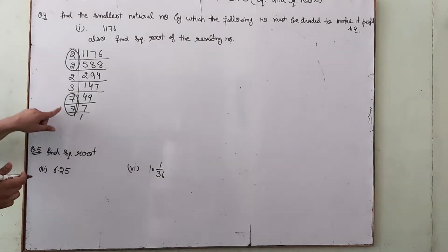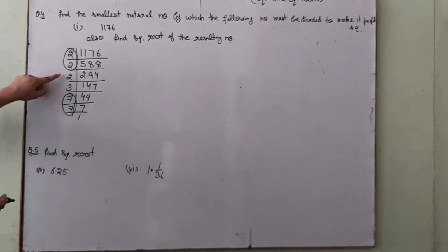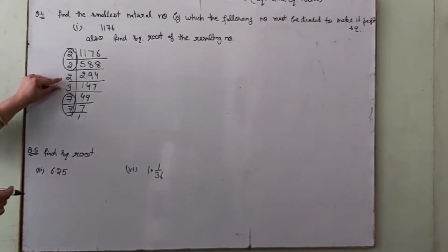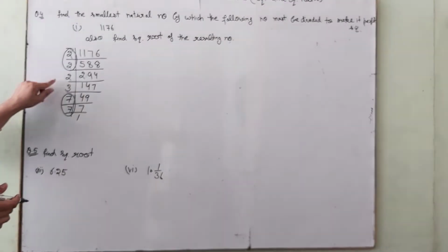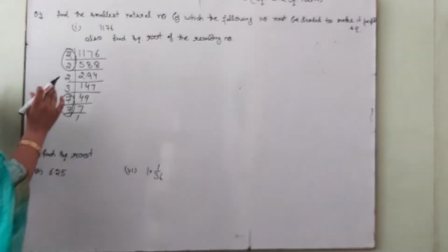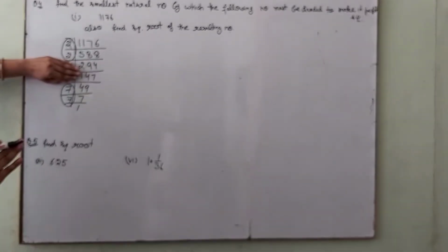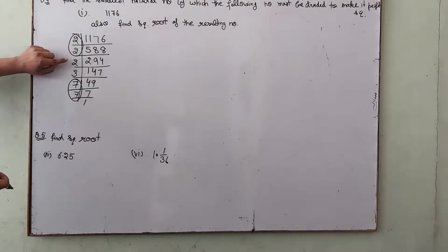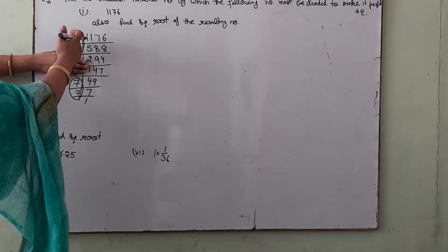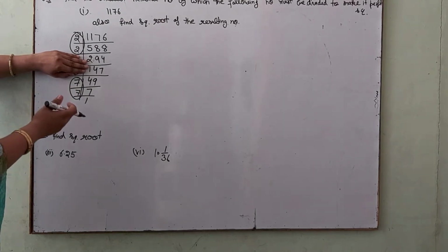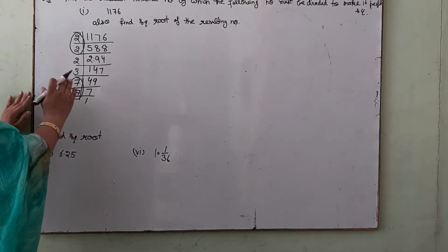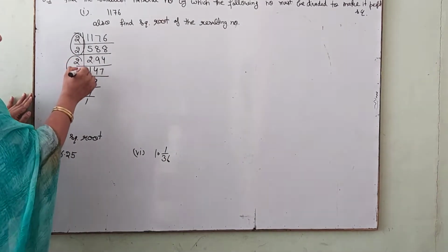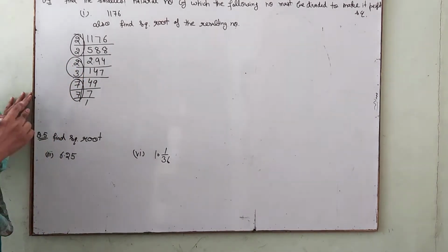Students, 2 and 7 complete pair, but 2 and 3 there is no pair of 2 and 3. If we remove this 2 and 3, then this is completed. This is perfect square. If we remove 2 and 3, then this complete pair, and this is perfect square. So that number is multiplication of this 3 multiplied 2, 6.